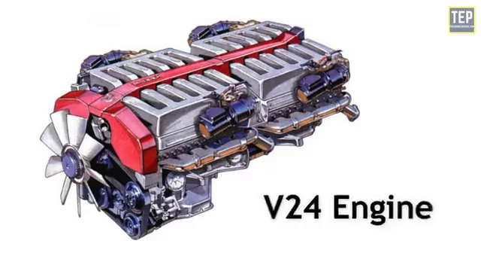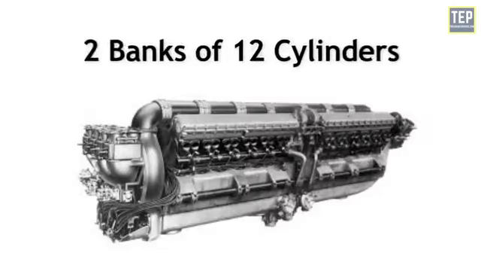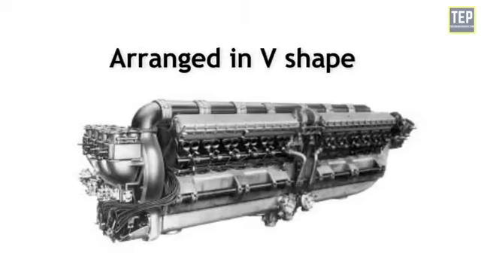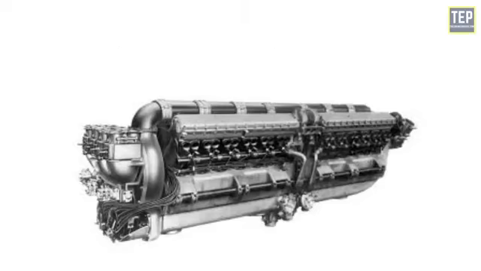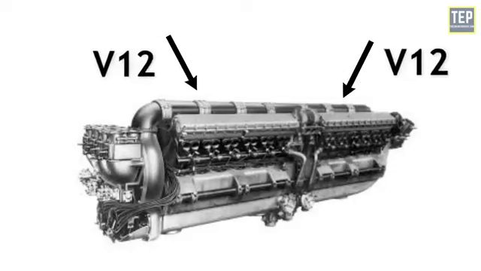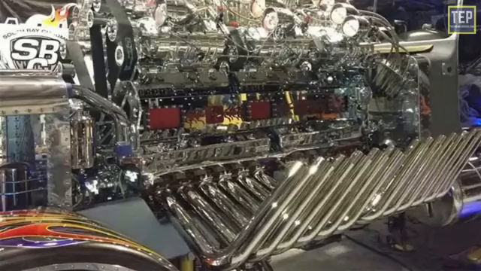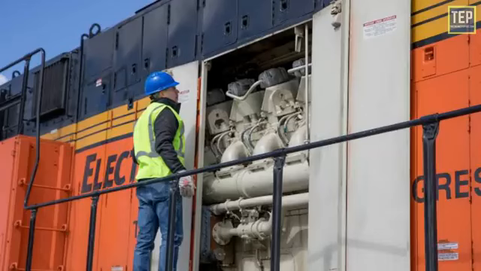A V24 engine is a 24-cylinder piston engine, where two banks of 12 cylinders are arranged in a V-shape. The majority of V24 engines have been dual V12 engines, where two separate V12 engines are placed in line with each other. V24 engines are used for very large trucks and locomotives.